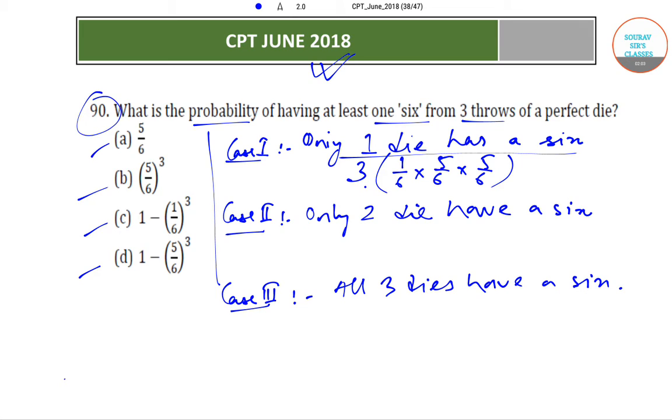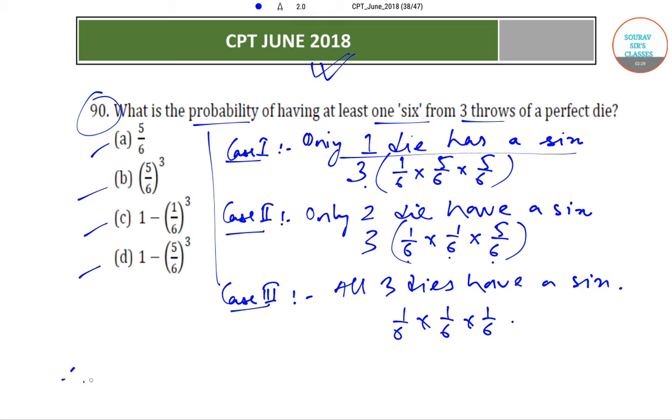Now if 2 dies have a 6, so basically one die will have a 6, the second die will also have a 6, but the third die will not have a 6. Now this can happen in 3 ways. The first 2 dies can have a 6, the second die and the third die can have a 6, or the first die and the third die can have a 6. So we have again 3 cases for this. And the third case is that all of the dies have a 6. So basically 1 by 6 into 1 by 6 into 1 by 6.